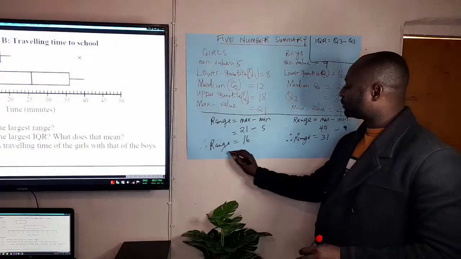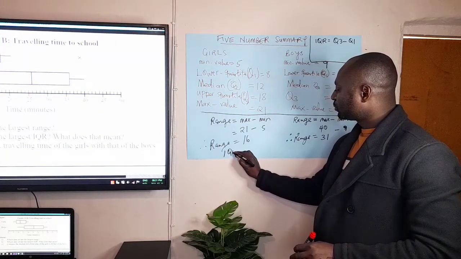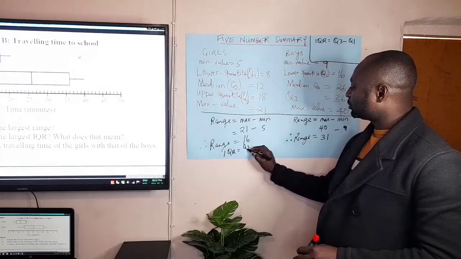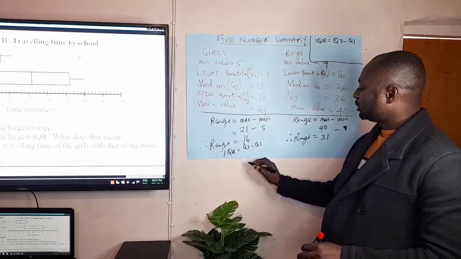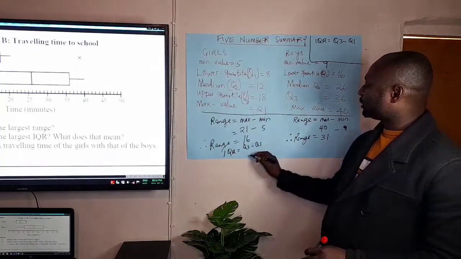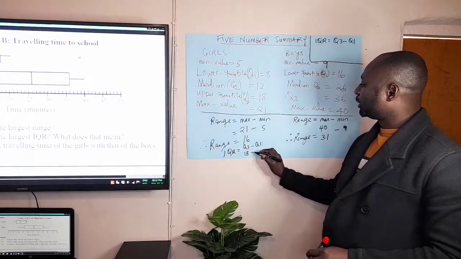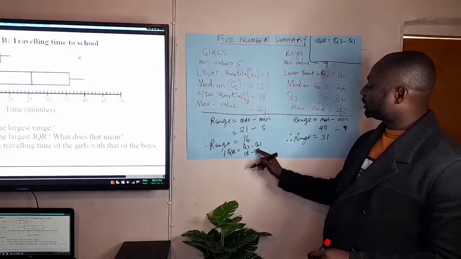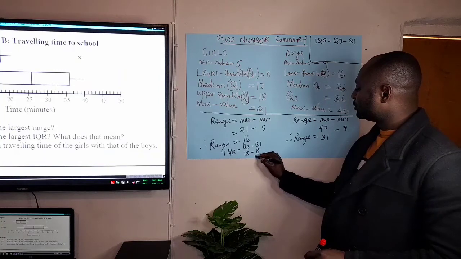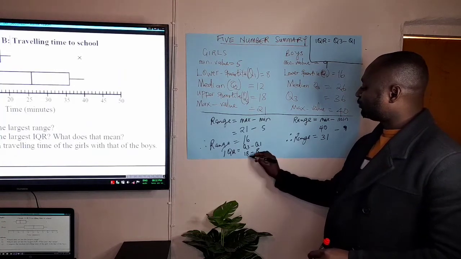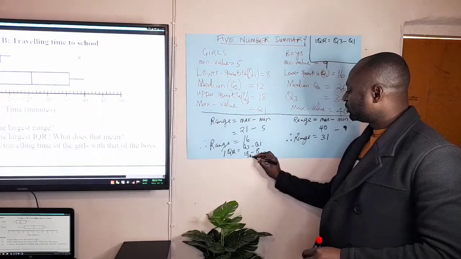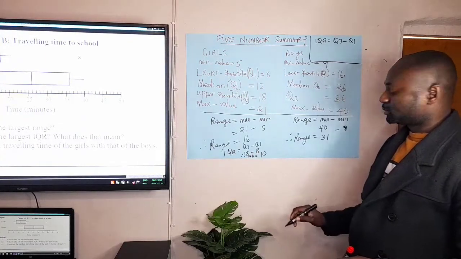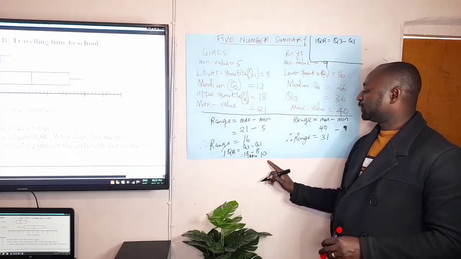So now when we calculate IQR of the girls, it is going to be Q3, you write the formula, minus Q1. And your Q3, your upper quartile, was 18, minus your lower quartile, which is 8. When you subtract 8 from 18, it gives you 10. So therefore your IQR is equal to 10 here for the girls.